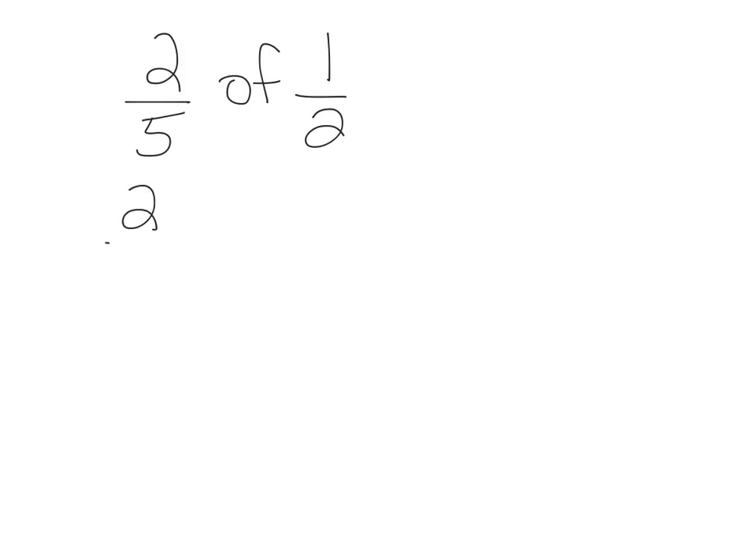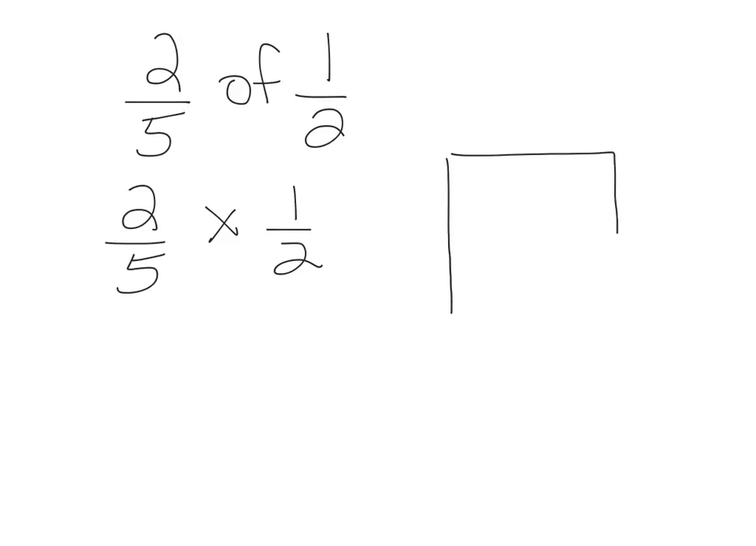Let's do one more problem together. Let's say I have 2/5 of 1/2. And this again means 2/5 times 1/2. I have a half, so I'm going to draw that first. I'm going to draw a half and then shade it in. And the red part represents what I have out of the whole.